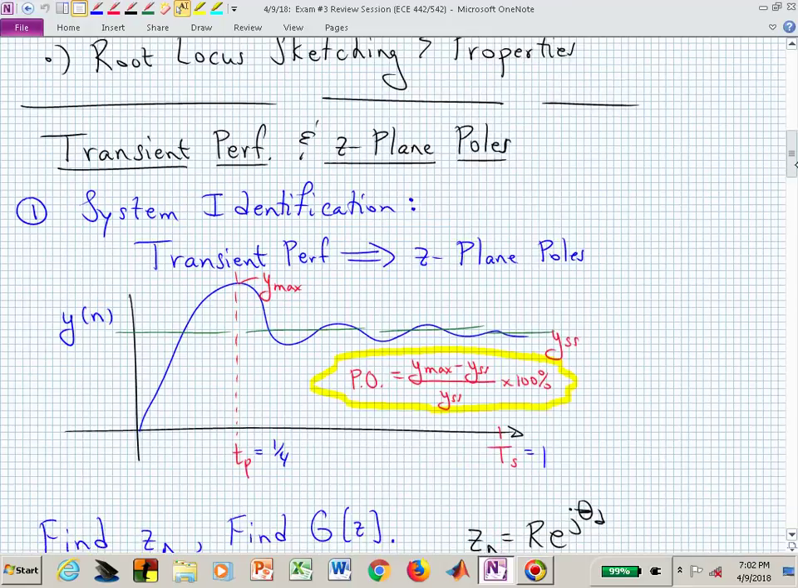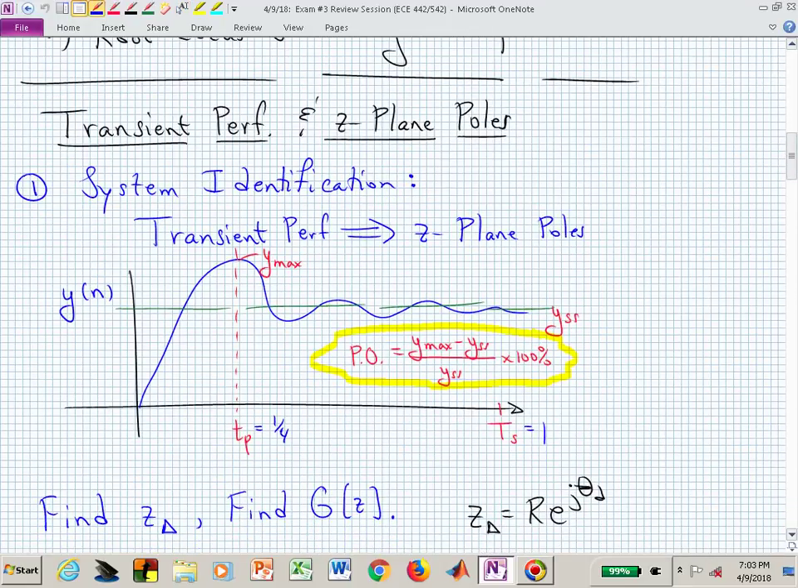And first, let's look at transient performance and Z-plane poles. And there's several different ways that you could go. You could call it a system identification problem. Maybe somebody walked up and put a step input into a system that they don't know the transfer function for. Well, if they give you this step response, you can now extract or identify that transfer function. You can now use that step response to give you the transfer function of the system.